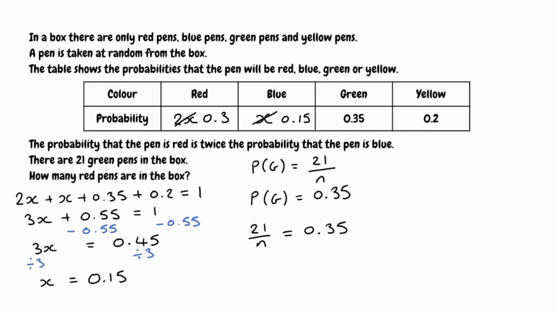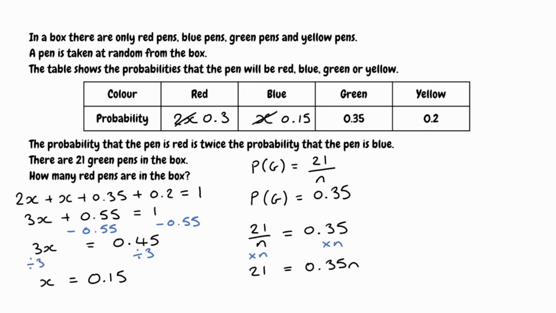Well, on the left-hand side, we've got 21 divided by n. We're going to get rid of that divided by n by multiplying by n. So if I do that on the left, I've got to do it to the right. So on the left-hand side, I'll be left with 21 is equal to, and then on the right-hand side, I have 0.35 multiplied by n. So that's just going to be 0.35n.